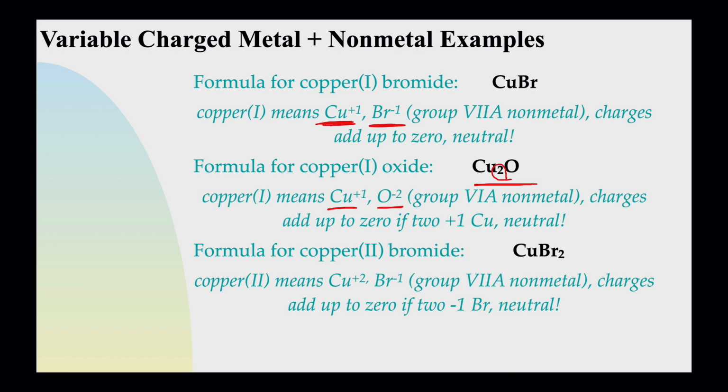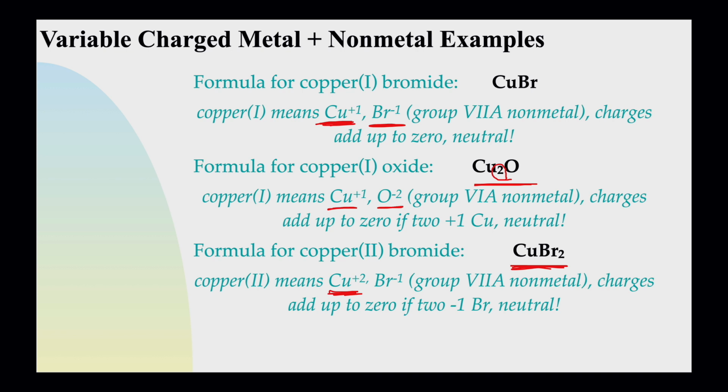You don't have to have copper 1 though. Again, copper is one of these variable charge metals. So copper 2 bromide, the copper 2 tells the chemist that you've got a positive 2 copper. Bromide is negative 1, just like it was in the first example. So now we need to balance out the positives with the negatives. We need to have extra negative. 2 negative 1 Brs and 1 positive 2 copper, CuBr2. So hopefully you can see how this is really cool.